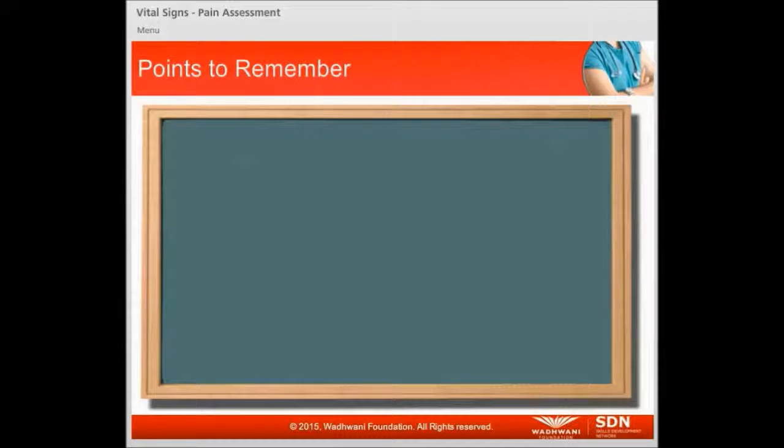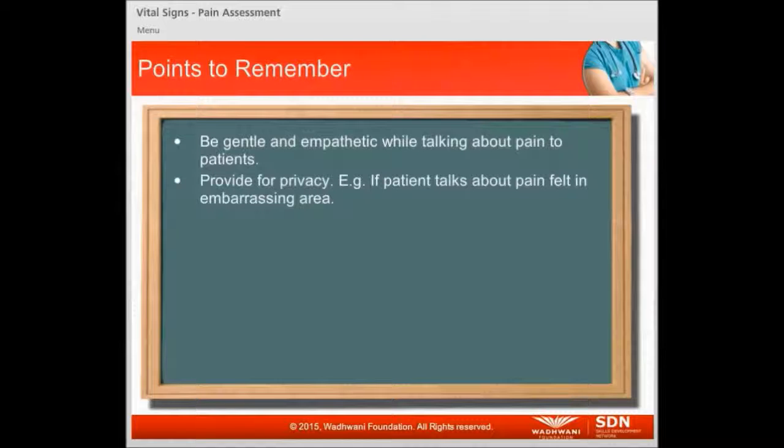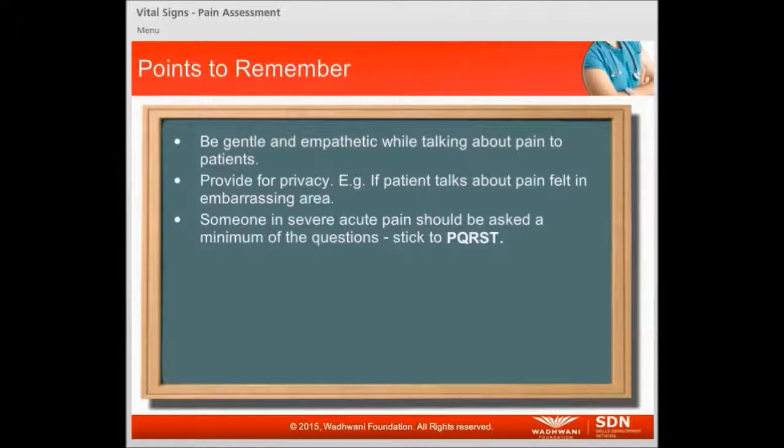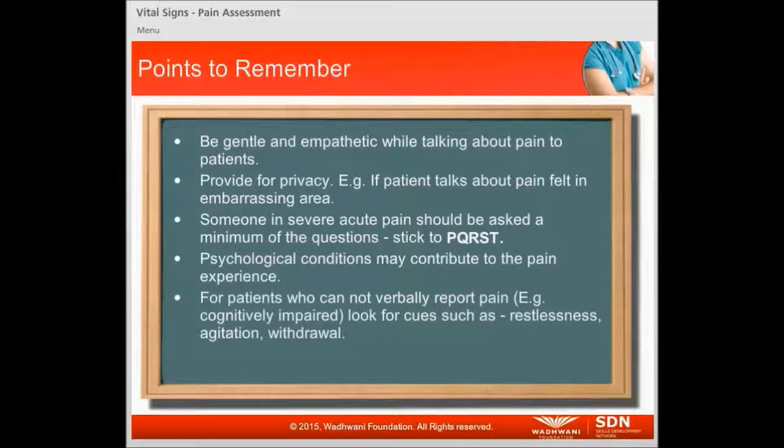Points to remember. Be gentle and empathetic while talking about pain to patients. Provide for privacy, for example, if the patient talks about pain felt in an embarrassing area. Someone in severe acute pain should be asked a minimum of questions. Stick to the PQRST. Psychological conditions may contribute to the pain experience. For patients who cannot verbally report pain, for example, cognitively impaired, look for cues such as restlessness, agitation, withdrawal.